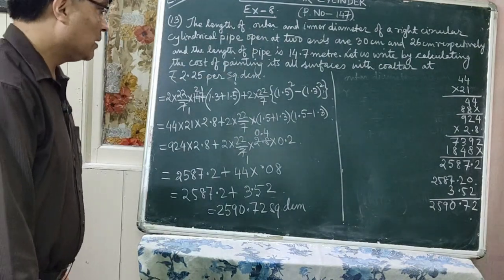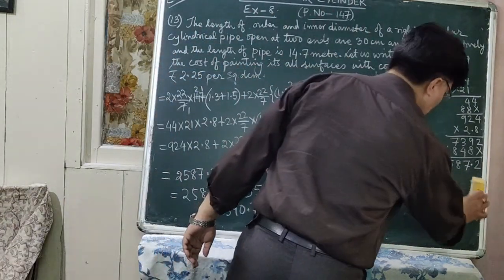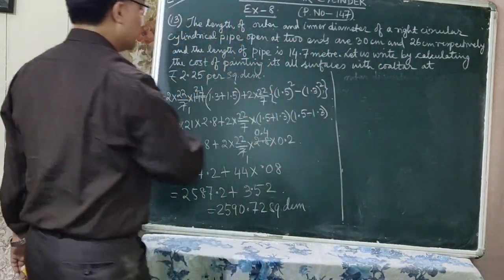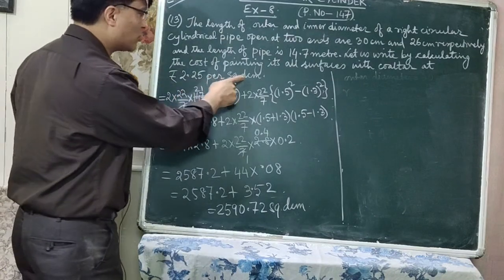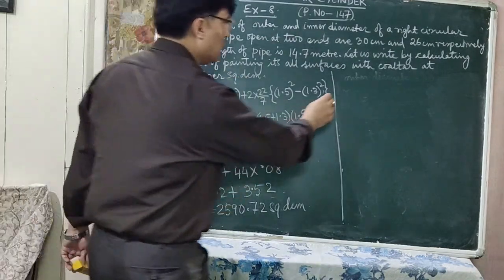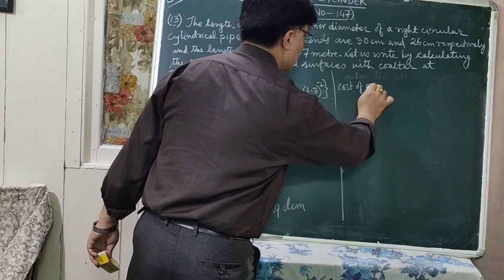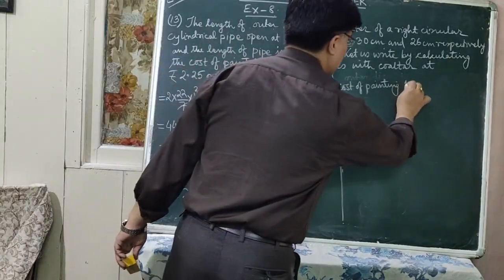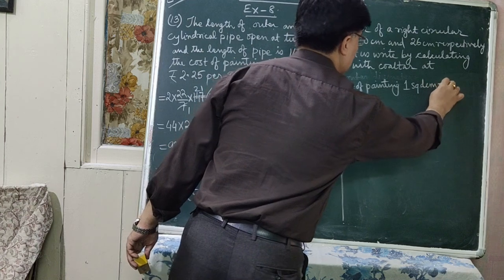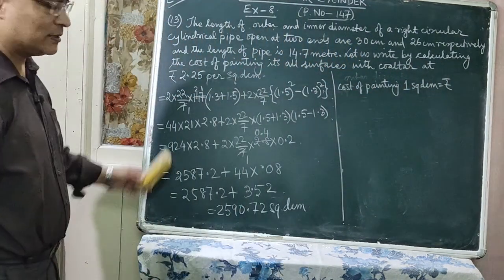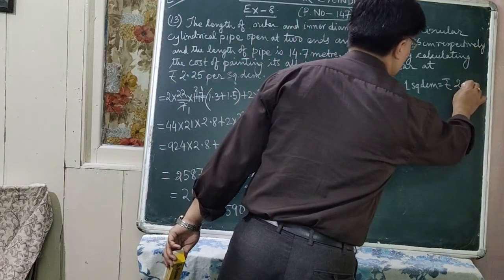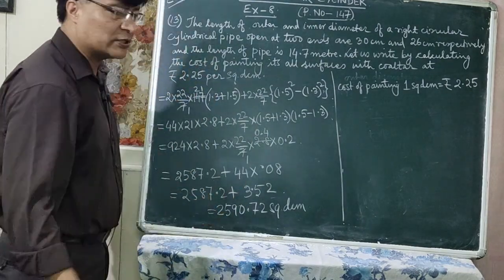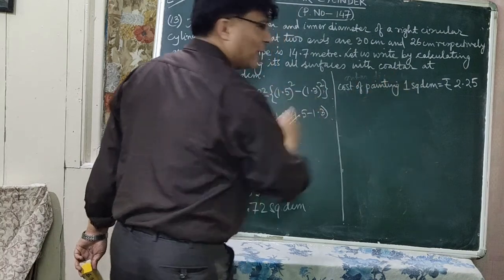Okay, so now I am rubbing this one, rough work. So you have to write down. So by question it is given that what is the cost of painting 1 square decimeter? It is rupees 2.25. So cost of painting 1 square decimeter is equal to rupees 2.25. Okay? Now, what is the cost of painting 2590.72 square decimeter? So you should multiply it by rupees 2.25.